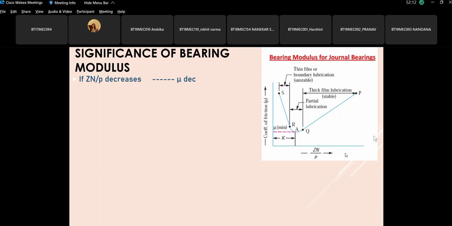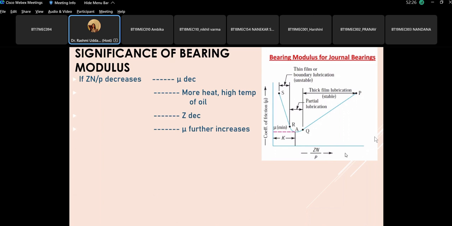When the mu value is decreasing within the stable zone, more amount of heat is produced, the temperature of oil is high. With the increase in the oil temperature, the value of Z decreases. And when the value of Z further decreases, the value of mu will increase. The moment the mu increases, you again tend to shift back to this zone, because then, as the mu increases, the amount of heat dissipation would reduce. So it is continuously moving from this zone to this zone. So from unstable to stable, it has a tendency to come back to the stable zone.